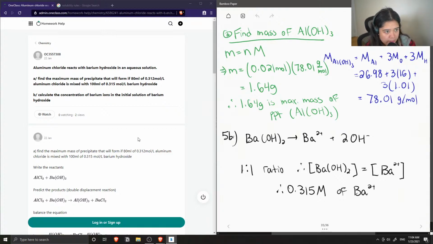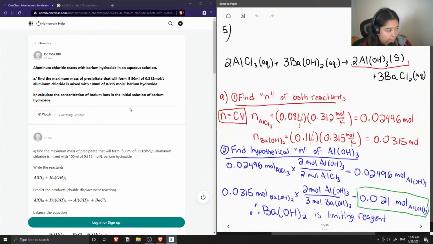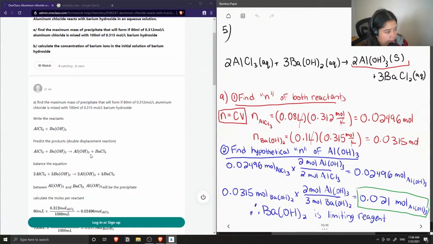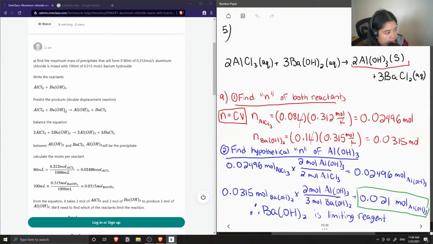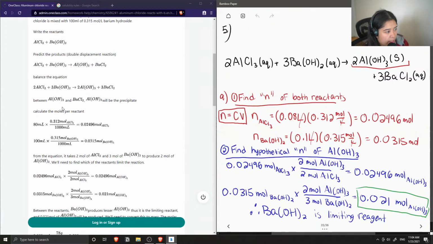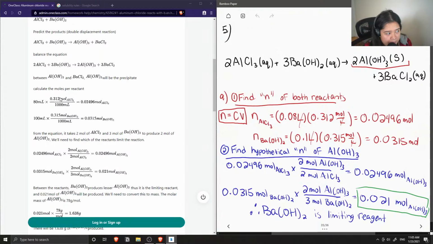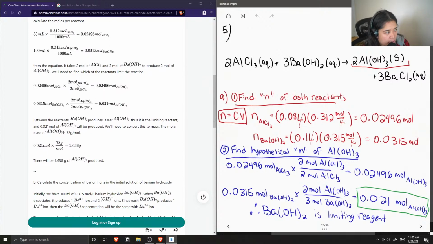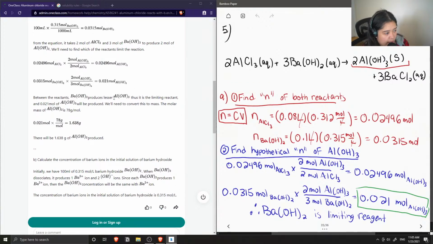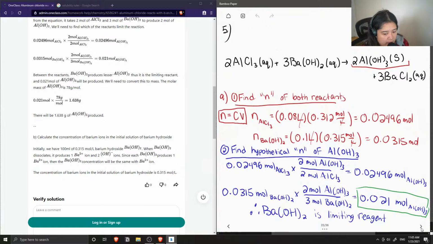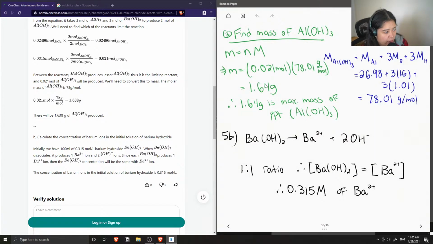Okay, so let me go back to the previous page and we can see what the junior tutor said. For part A, find the maximum mass of precipitate that will form. So they wrote out the reactants and predicted the products, and they balanced, and they found out that aluminum hydroxide is the precipitate. So they calculated the number of moles of both reactants, and then they took into account the molar ratios to find the moles of aluminum hydroxide that can be produced. So barium hydroxide produces less, so it is the limiting reactant. Therefore 0.021 moles of aluminum hydroxide will be produced. When you convert this to the mass, which is on the next page, you get 1.638 grams.